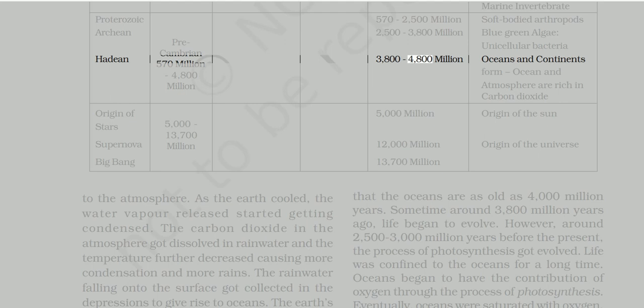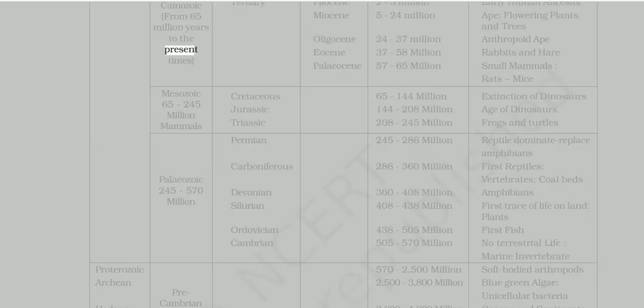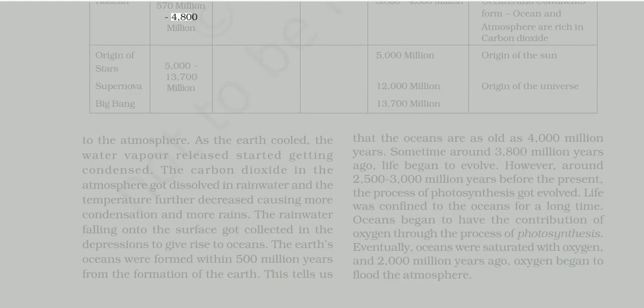to 4,800 million, oceans and continents form, ocean and atmosphere are rich in carbon dioxide. Origin of the Sun and stars, 5,000 million. Supernova, 12,000 million. Origin of the universe, Big Bang, 13,700 million. Cainozoic, from 65 million years to the present times. Mesozoic, 65 to 245 million, mammals. Paleozoic, 245 to 570 million. Precambrian, 570 million to 4,800 million; 5,000 to 13,700 million. Geological time scale.